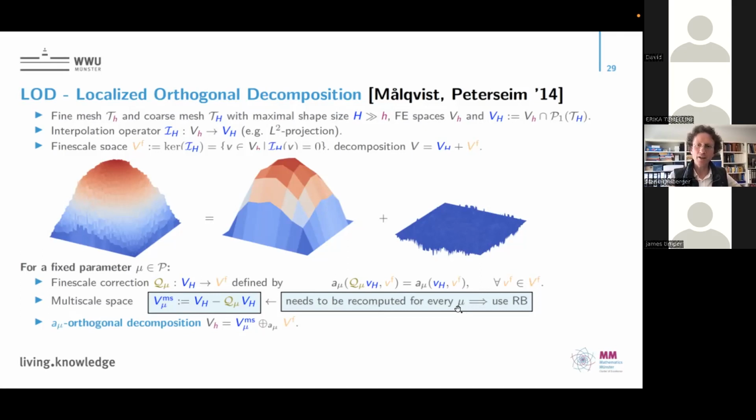And in addition, as the bilinear form here is mu dependent, this has to be done whenever a new parameter is picked. And this calls for the usage of the reduced basis method, for instance. But in order to make this efficient, you need this localized orthogonal decomposition. And I now talk about localization.